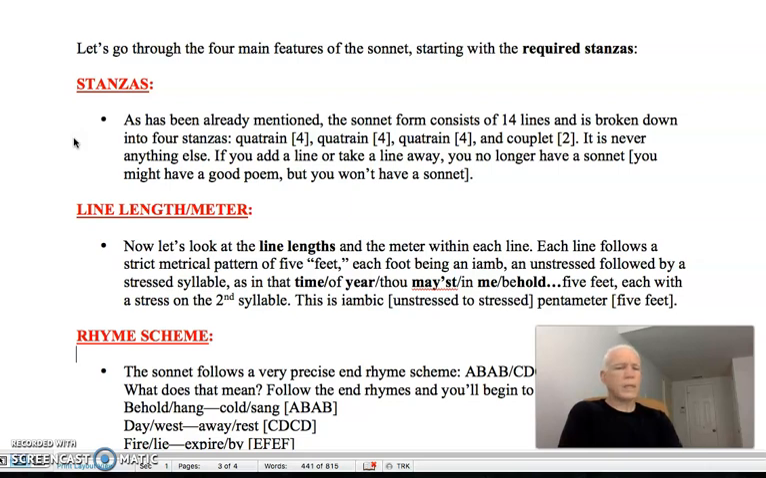Stanzas. As has been already mentioned, the sonnet form consists of 14 lines and is broken down into 4 stanzas. Quatrain, quatrain, quatrain, couplet. It is never anything else. If you add a line or you take a line away, you no longer have a sonnet. You may have a very nice poem, but you won't have a sonnet.